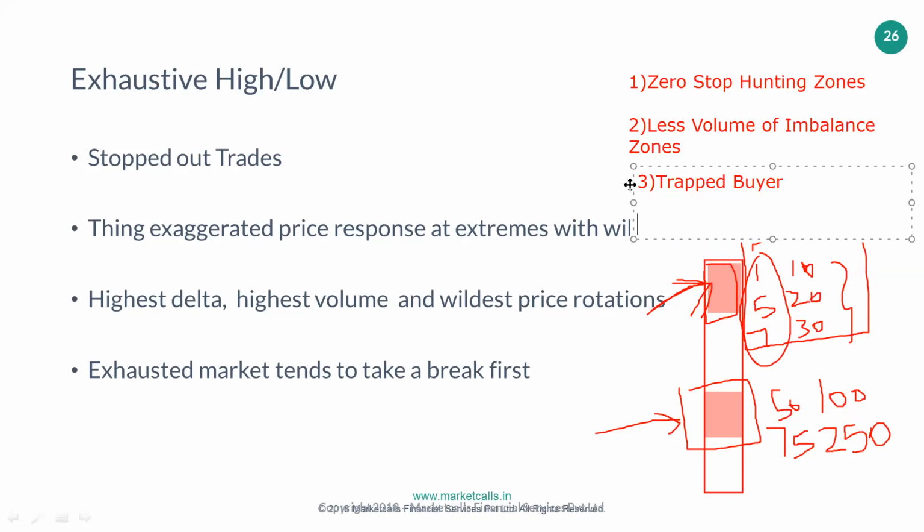The fourth way is that it comes with delta divergence. These are the real places where one has to step in, the places where one can catch those falling knives. Exhaustive markets tend to take a break first, and then mostly it forms a delta divergence, which we explained some time back. It takes a little bit of consolidation, then a delta divergence occurs, and one can step in to take a trade there.